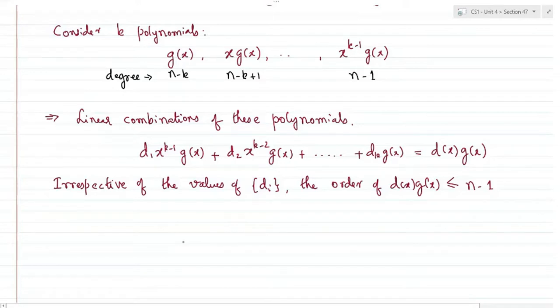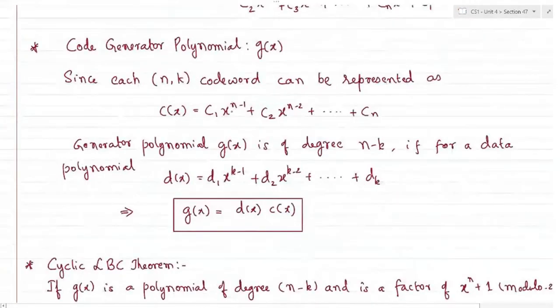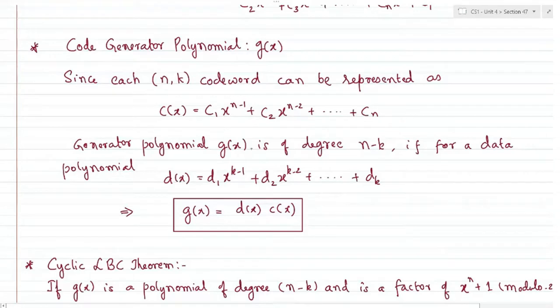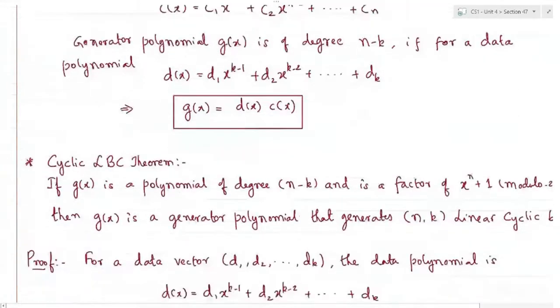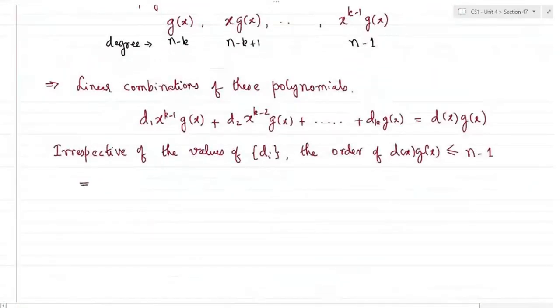Okay, so hence a code word, obviously we know that a code word will have the order of n minus 1. So the resultant of the product of this polynomial d of x times g of x has resulted in another polynomial of the order n minus 1, and hence we can say that this could be one of the code words in our code set. So this implies that a code word is formed.